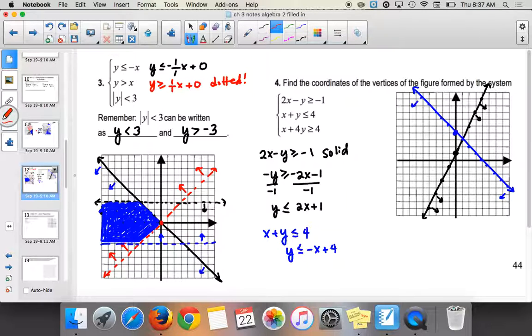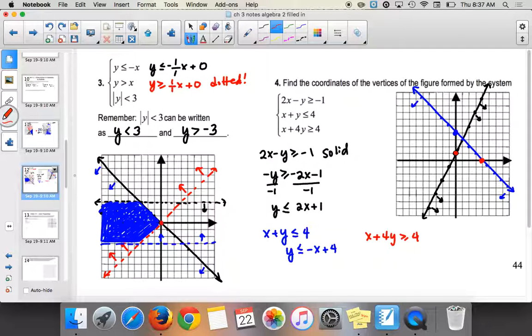All right, and then the last line. So I have x plus 4y is greater than or equal to 4. This one looks like it would be a really good one to do x-intercept, y-intercept on. What would the x-intercept be? 4, which is actually on that point already. What's the y-intercept? 1, which is also on that other point there. And then we can sketch it in.